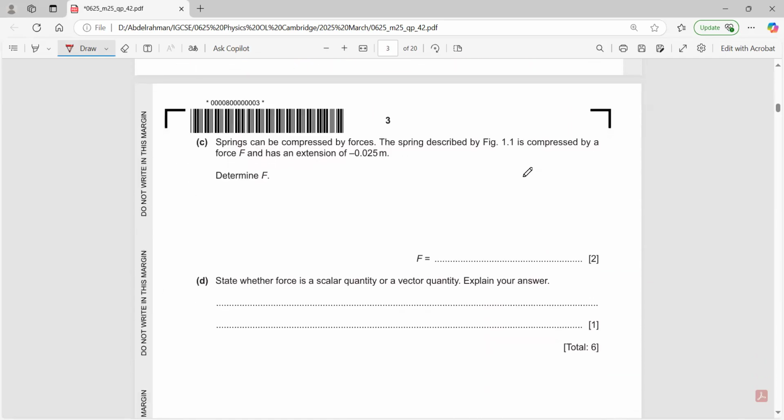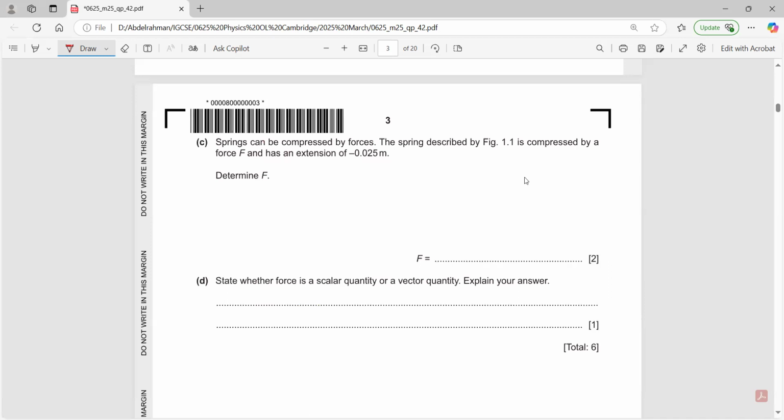Springs can be compressed by forces. The spring described in figure 1.1 is compressed by force F and has an extension of negative 0.025 meters. Can I find F? Yes, I can find F. You can either use the graph or you can use the equation.